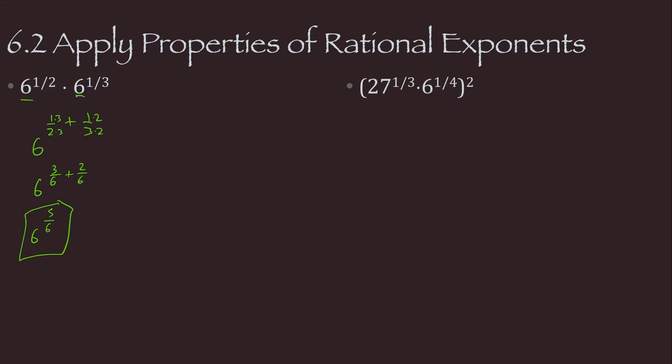Let's try another one. Well, I see we're multiplying, and we have an exponent on the outside, so we can distribute that to the two parts. And when you have exponent parenthesis exponent, multiply the exponents. So that would be 27 to the 2/3 and 6 to the 2/4.